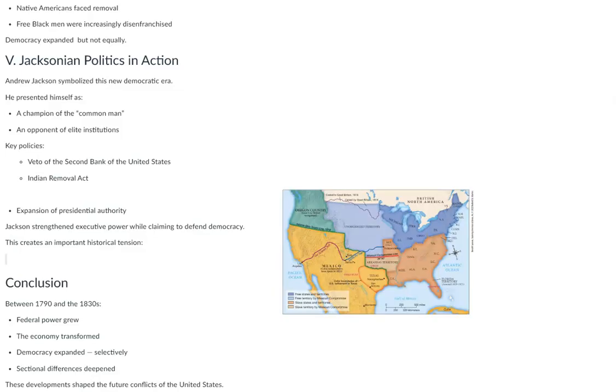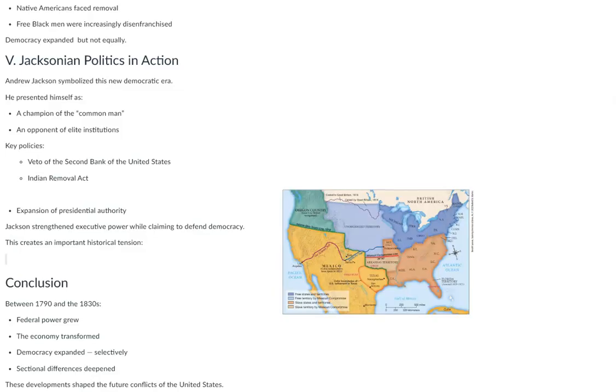And then also the expansion of presidential authority. And you're going to read more about that towards the end of chapter 9. So what Jackson does is he strengthens that executive power, the presidential power, while claiming to defend democracy. And this really creates an important historical tension. I want you to think about this tension. Can democracy expand while power becomes more centralized? So can democracy expand while power is held in fewer hands?